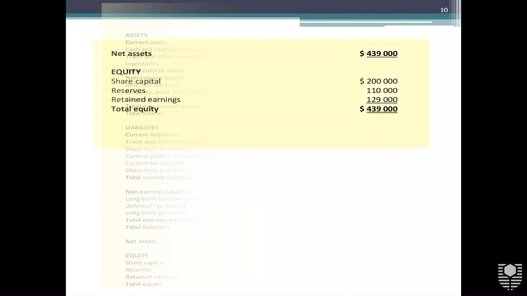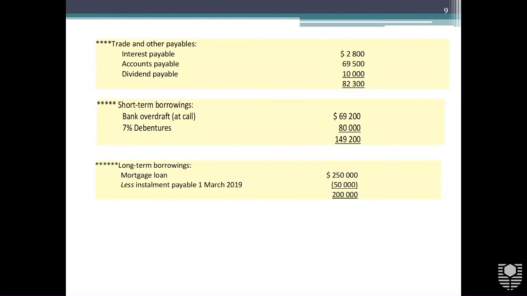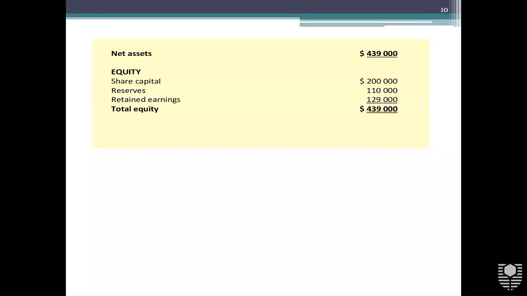All right, so that balances out to our 439,000. If we go back here, we've got share capital of 200, reserves of 110 and retained earnings of 129. The retained earnings we've calculated. Now the 110 with the reserves, what is that? It's our general reserve and our revaluation surplus, those two added together. So the 25 add the 85 is our reserves.